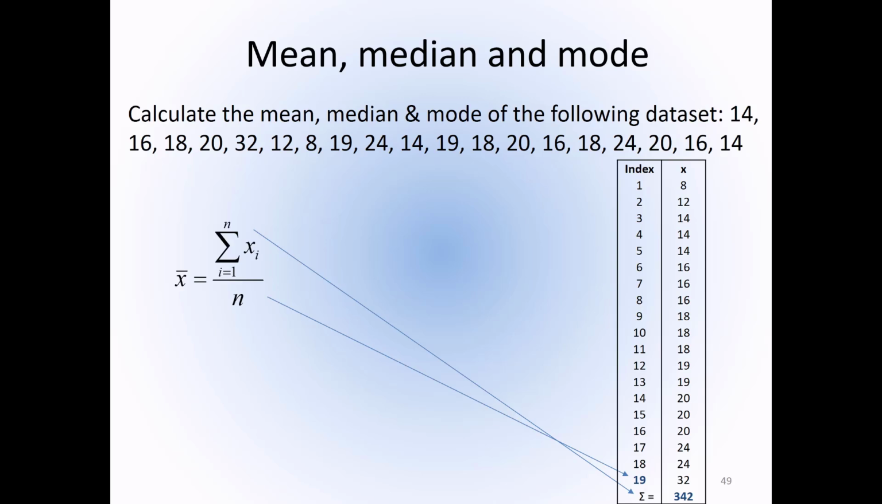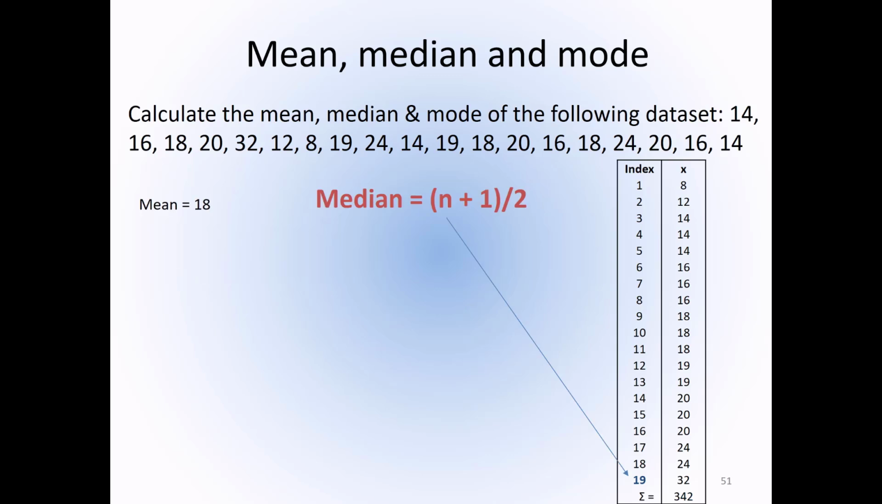First, let's calculate the mean. In order to do so, we need to take the summation of our observations. So we take the summation of x, and then we divide it by the total number of observations. In this particular case, we've got 19. So our mean in this particular case is 18.